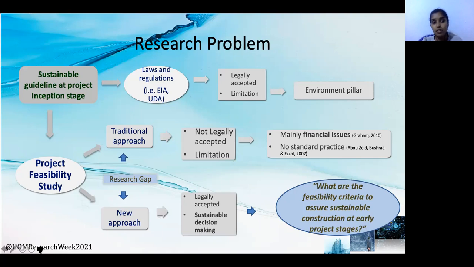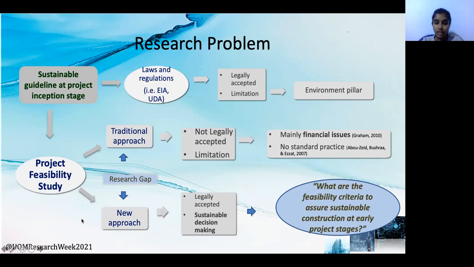The project feasibility study is also a tool at the project inception stage. It's the traditional approach of doing it. It's not legally accepted, and it does not have a standard practice of conduct. However, it assesses all three pillars of sustainability, with maybe a little more concern toward financial issues.